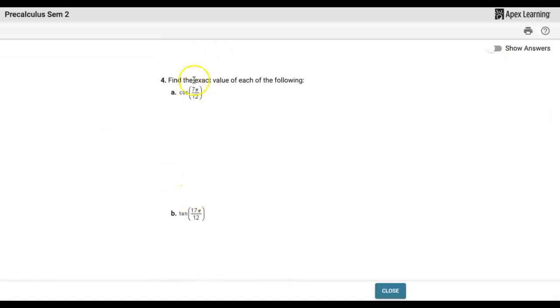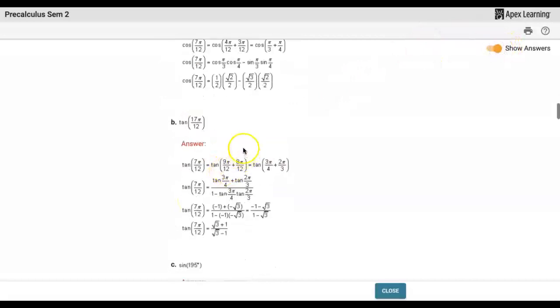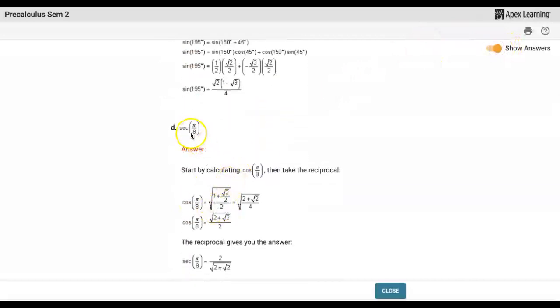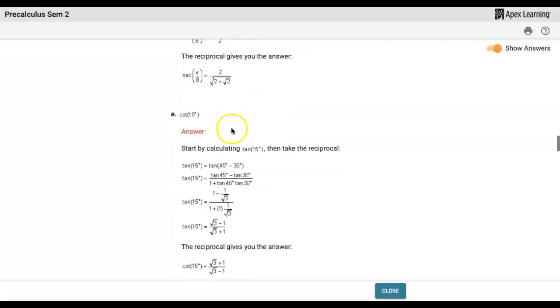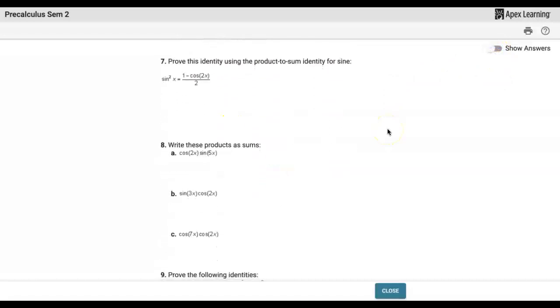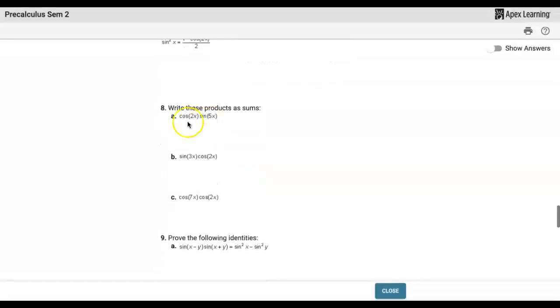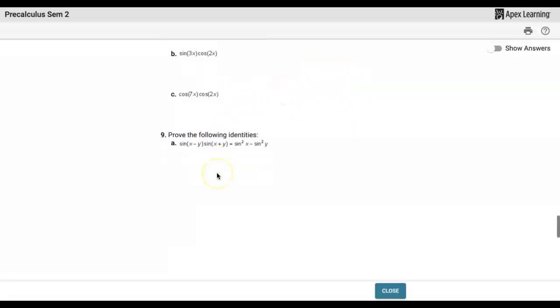Now for 4, it's asking you to find the exact value of the following. This is where you're going to have to look at things being added together or things being subtracted, angles being added together or being subtracted. So knowing those main angles, or our reference angles, is going to be super, super important, and then being able to plug back in. Write the products as sums. That's asking us to use those new identities. So write it in terms of general, then plug in for the values that you have.